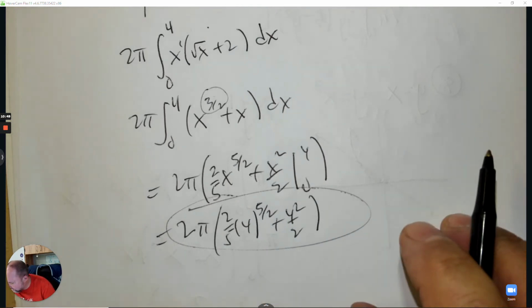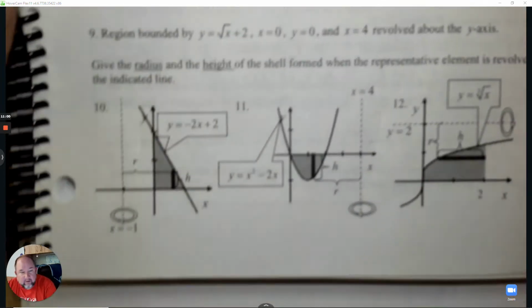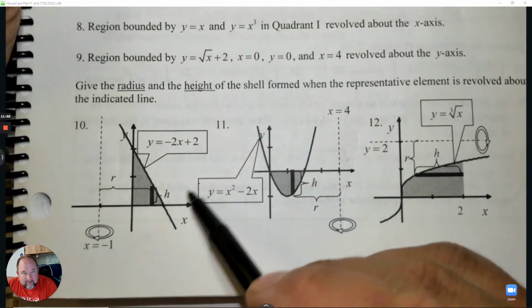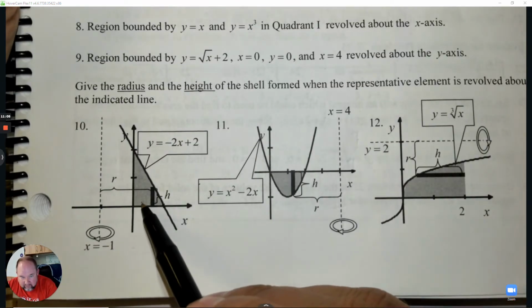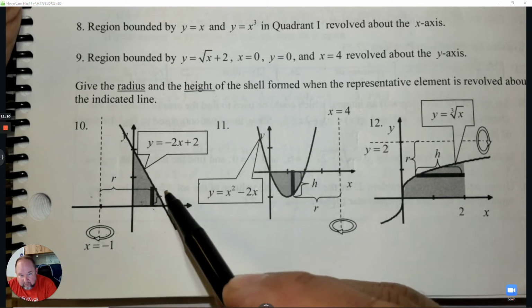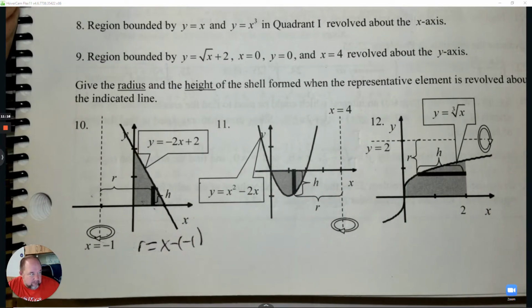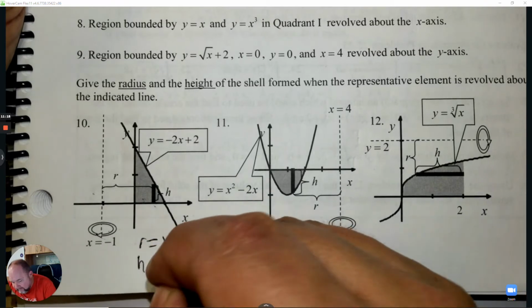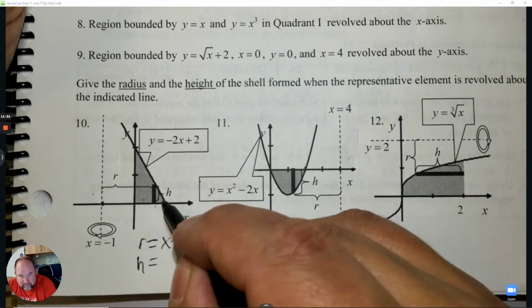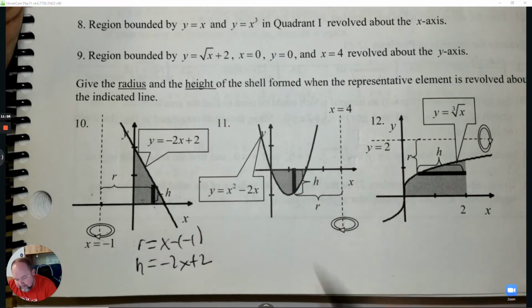Number 10. I'm going to do this back in the book, but you need to write it down. It says give the radius and height of the shell formed in terms of what you're looking at here. So this, if it's around -1, we're going to go right, subtract left. So right is the x coordinate, subtract -1. So it ends up being x plus 1. The height is the top, subtract the bottom. So that's -2x plus 2, subtract 0, or just -2x plus 2.